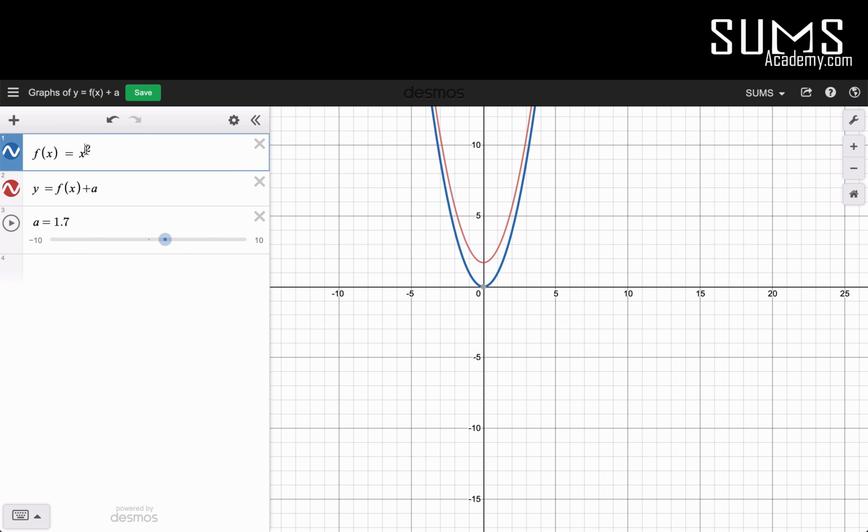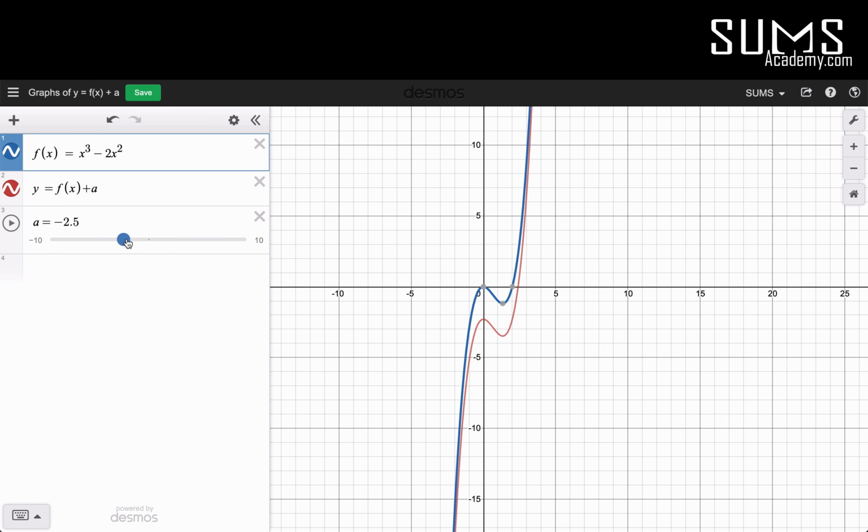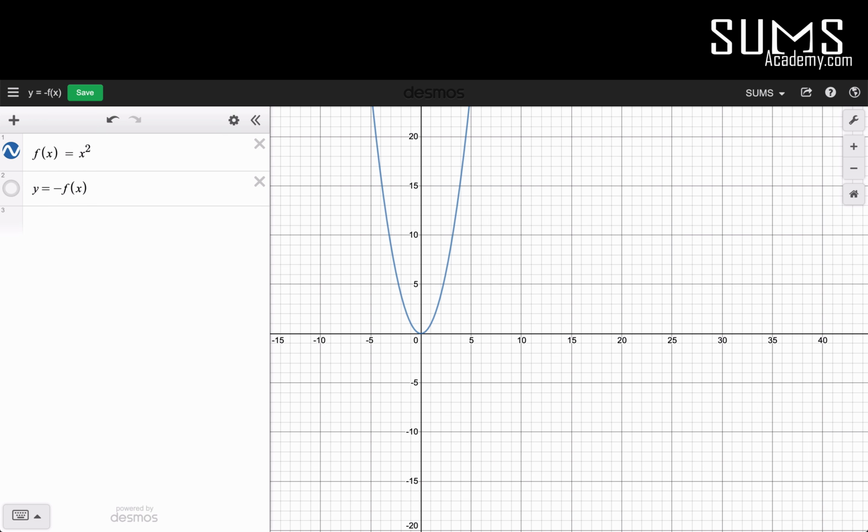You can make this any function you want. You could go x cubed minus 2x squared, but it will still be exactly the same thing. All it does is change its up and down position.